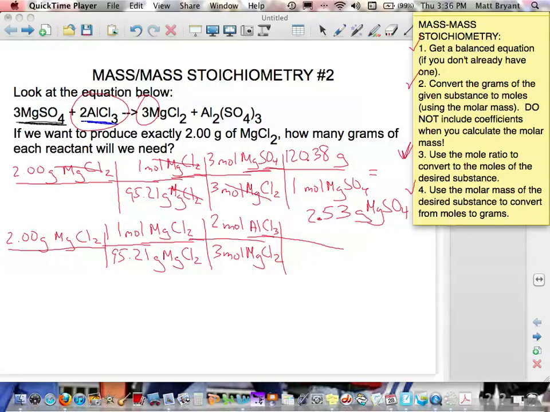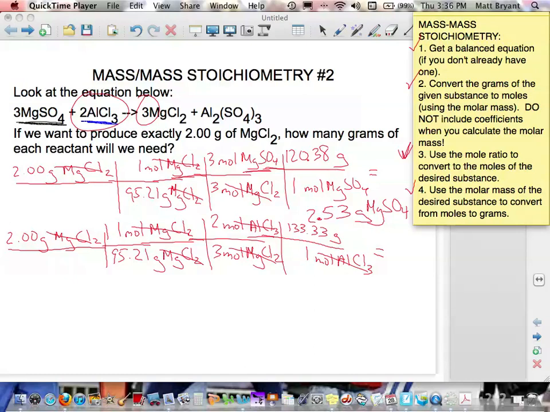So we're going to go ahead and get the molar mass of aluminum chloride, and we're going to use that to convert. Now, the molar mass of aluminum chloride happens to be 133.33 grams in 1 mole. So our math is going to look like this. I'll go back and cancel out the units that I can cancel, which should be all but the last one. So we end up with grams of aluminum chloride.